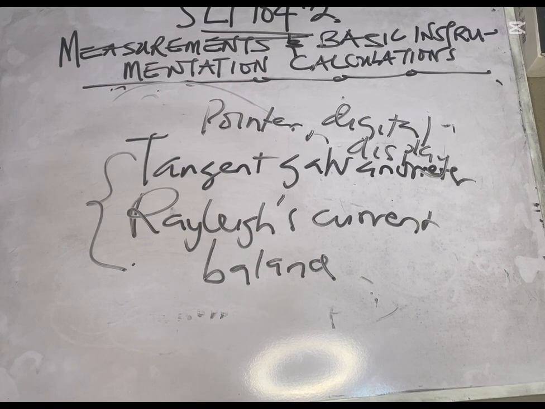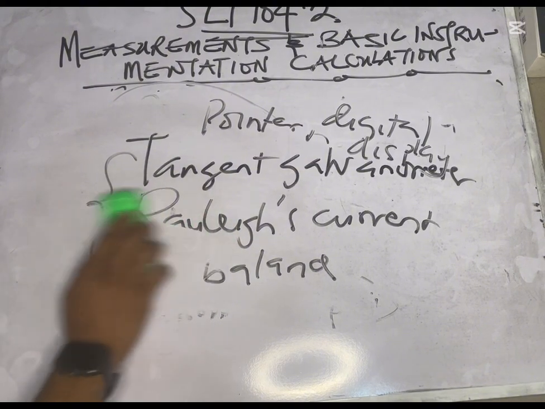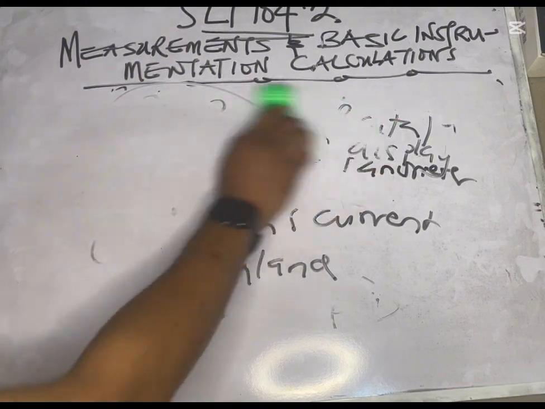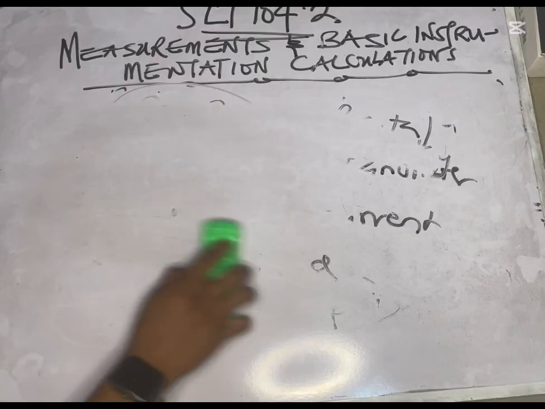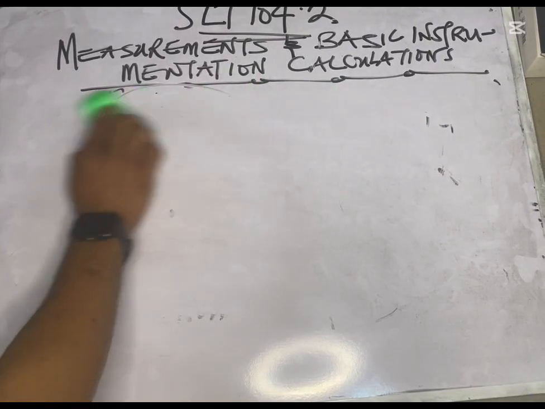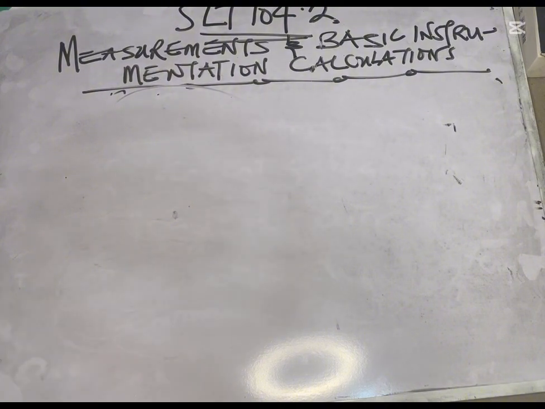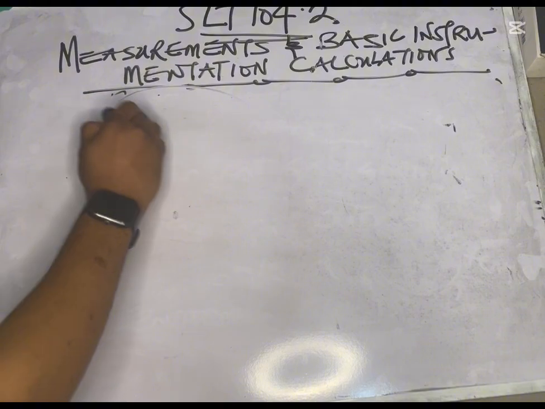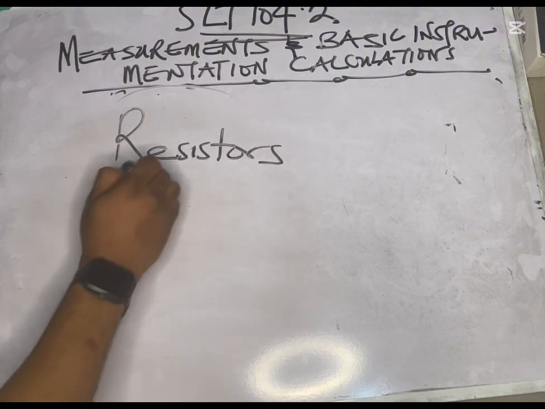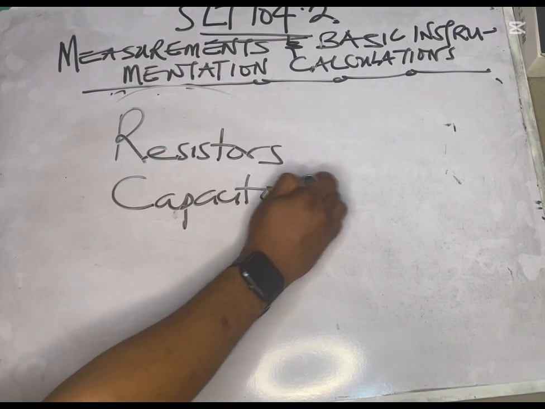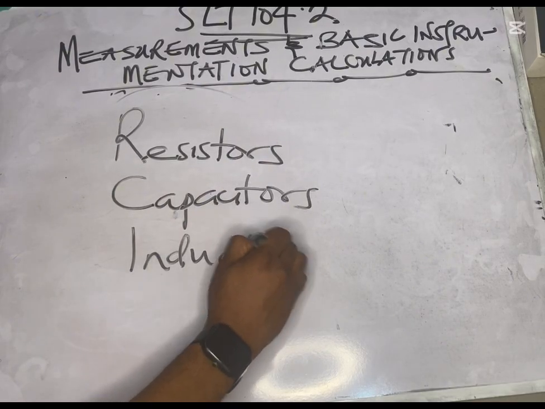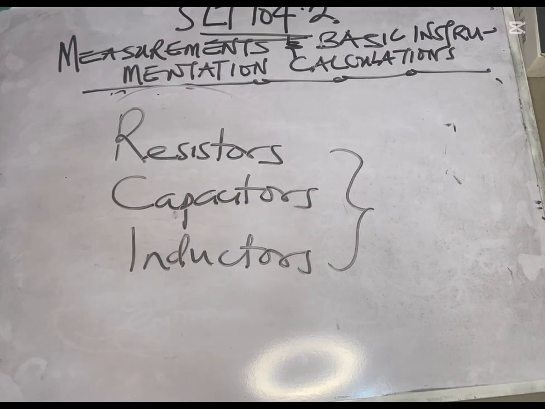Now quickly we'll be going into major calculations. All right, I know this is the point you've actually been waiting for. We're going into major calculations, and we'll be focusing on very common instruments that are used in basic instrumentation. We'll be looking at how to connect them in a circuit and how to calculate these connections. These instruments are resistors, capacitors, and inductors. These are the three instruments that we'll be focusing on.